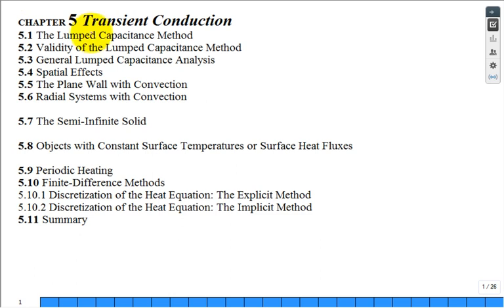So this is our third lecture in Chapter 5 on transient conduction. This topic right here, the lumped capacitance, is most important. Make sure you master it. You're guaranteed an exam problem on it, either for this exam or for the final exam.